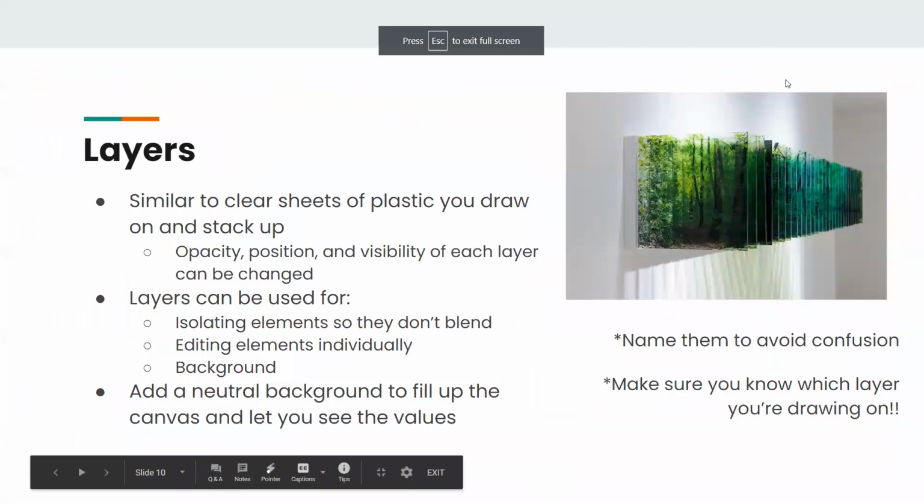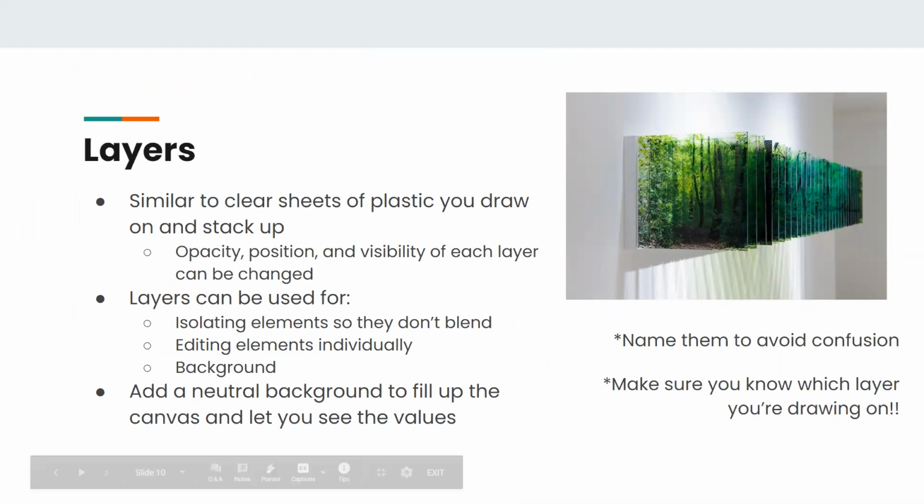So layers are something in Photoshop and raster programs, and they're similar to clear sheets of plastic that you can draw on and stack up against. So it's very similar to the picture on the right. If I was going to make a scenery, I could have a layer for every single element. For example, I can have a layer for the sky, a layer for the trees, a layer for the grass, and a layer for the ground.